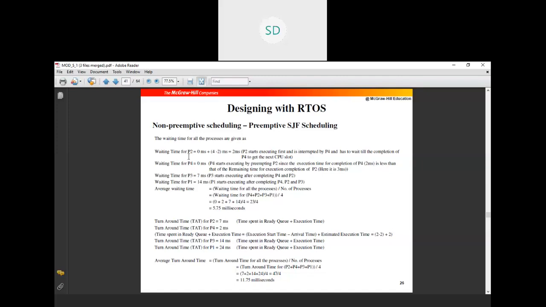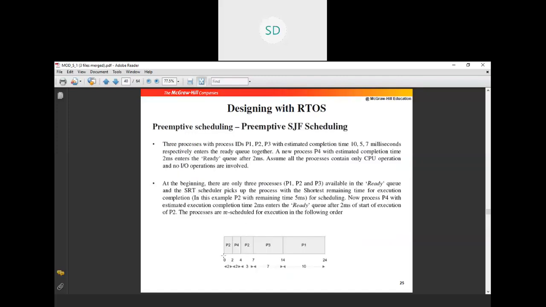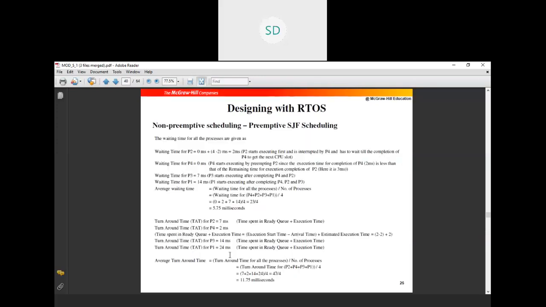Process P2 initially started its execution at the 0th interval itself, but somewhere in between, one more process has come, P4. So here, a 2 millisecond delay was there. This is nothing but the waiting time for P2. Therefore, 0 plus 4 minus 2, you can neglect it, that is 2 milliseconds. So the overall time is 2 milliseconds.